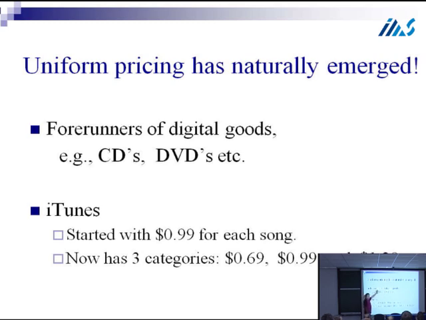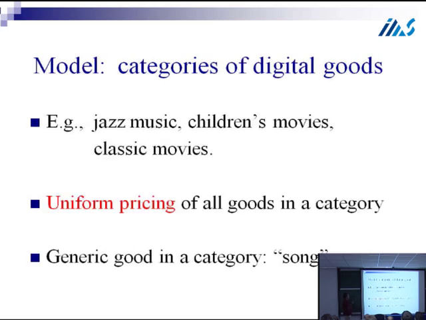You have seen uniform pricing emerge. For CDs, there are CDs for $5.99, $9.99, $12.99. I don't know, there are a few prices. DVDs, same thing. And on iTunes, they started with simply uniform pricing, 99 cents for each song. And now, recently, they went to three categories of 69, 99, and 129. Okay, so that will be the first criteria in our model, that we should have a few categories of digital goods.